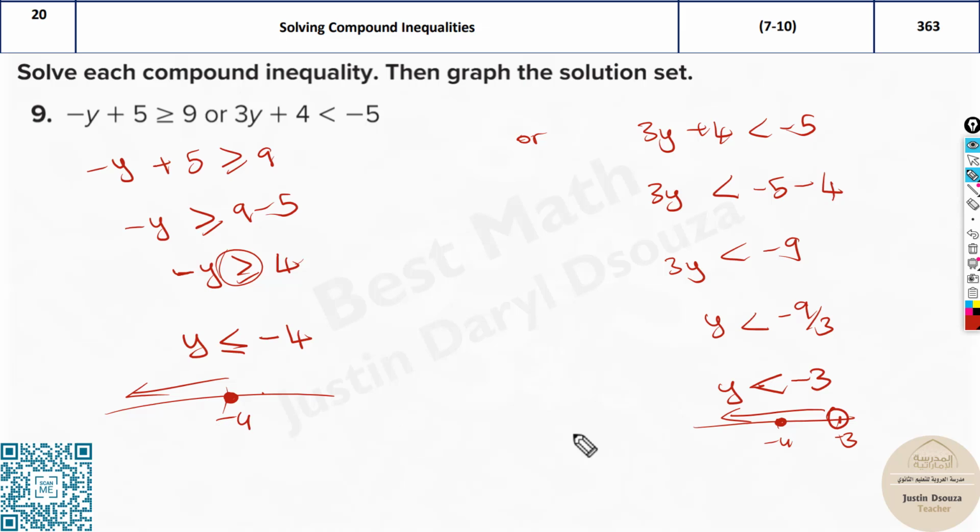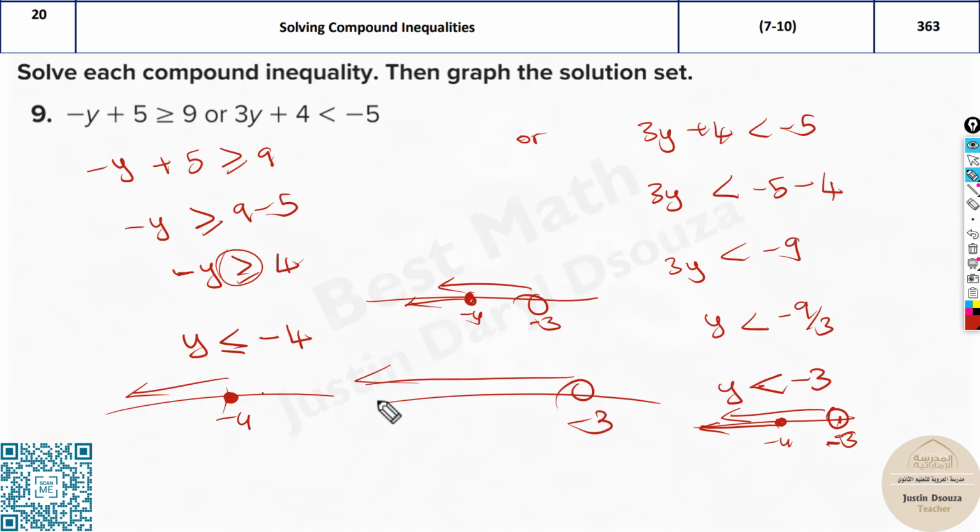What are the solutions here? All this minus 4 and less. Here it's all less than minus 3, sorry. Minus 3 here. So instead of doing the graph like this, minus 3 and over here minus 4, we will just take this solution. Why? Because it's the same thing. If we take minus 3 and everything behind it, this is the solution. Even the first solution is also included. Y less than minus 4 is also included, right? So we will just take this graph.